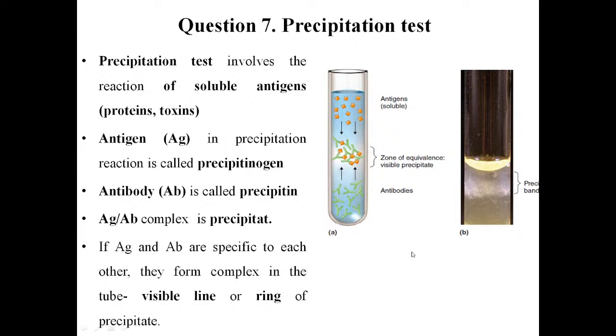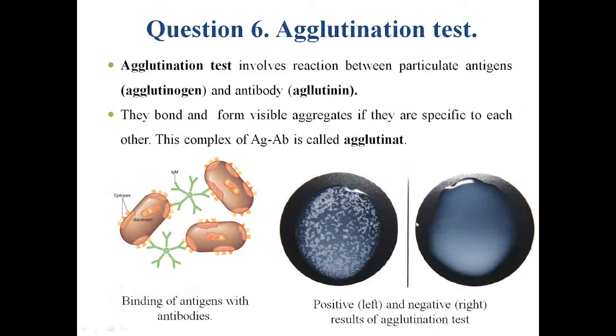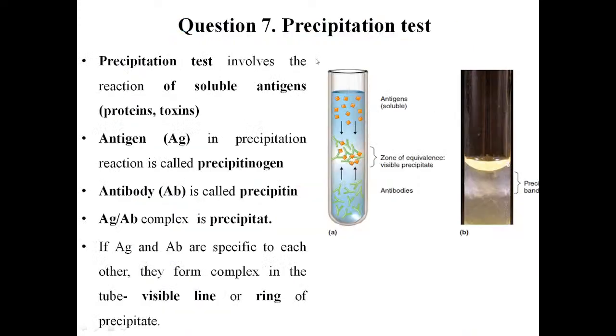The precipitation test is the next one. The precipitation test involves the reaction of soluble antigens, proteins, toxins. The main difference between agglutination and precipitation tests is the origin of the antigen. Let's come back. The agglutination test uses particulate antigens. Particulate means these are bacterial cell walls. In precipitation, we use soluble substances, protein, for example. The antigen in the precipitation test is called precipitinogen. The antibody is called precipitin. And the complex of antigen and antibody is called precipitate.